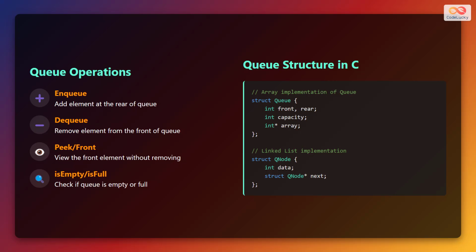The array implementation of a queue involves creating a structure, often called a struct, named queue, which contains the integer variables front and rear. It also includes an integer variable capacity and an integer pointer array. For the linked list implementation, we define a structure queue node. It contains an integer variable data and a pointer to the next queue node.